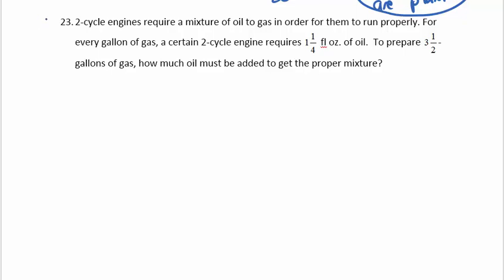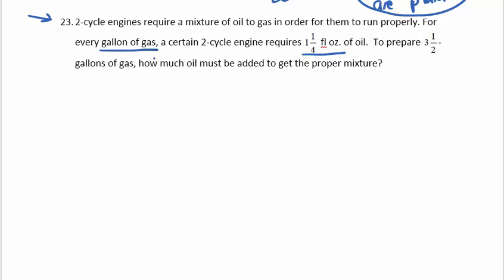All right, let's take a look now at question 23. A 2-cycle engine requires a mixture of oil and gas in order for them to run properly. So telling us about 2-cycle engines. Your lawnmower is a 2-cycle engine a lot of times, maybe a snowblower, something like that. For every gallon of gas, a certain 2-cycle engine requires 1 1/4 fluid ounces. So for every 1 gallon of gas, we require this 1 1/4 fluid ounces. So try to picture a little 1-gallon gas can. If we were mixing up that 1-gallon gas can for this 2-cycle engine, we'd have to have 1 gallon of gas and this 1 1/4 fluid ounces of oil.